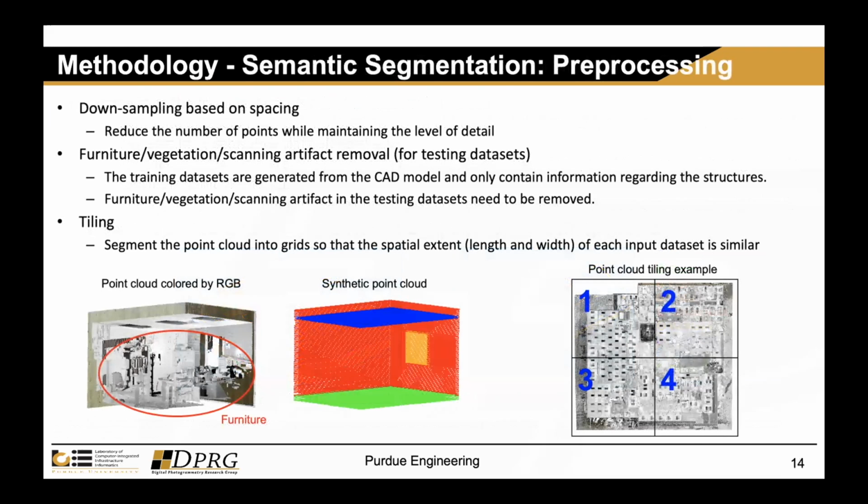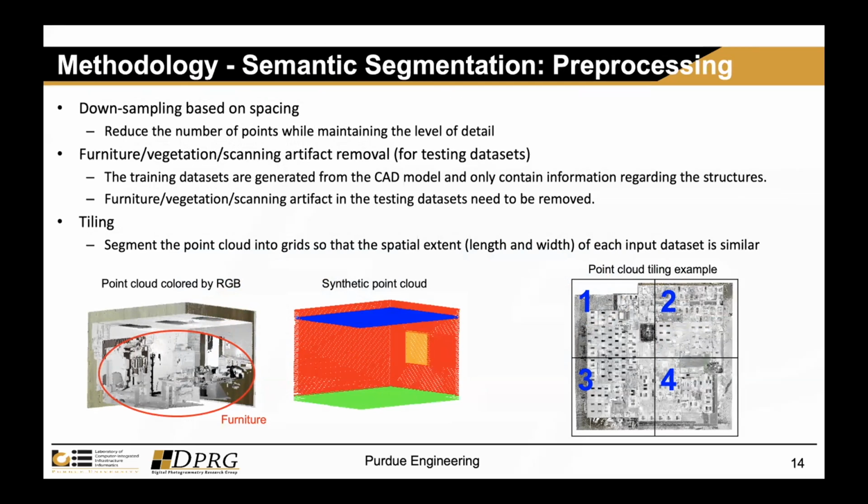Yeah. So for the semantic segmentation, I'll start with the pre-processing of the point cloud. So there are mandatory tasks. First, we downsample the point cloud based on spacing. So basically keep a minimum point spacing between two neighboring points. This will reduce the number of points, so improve our processing time while maintaining the level of detail.